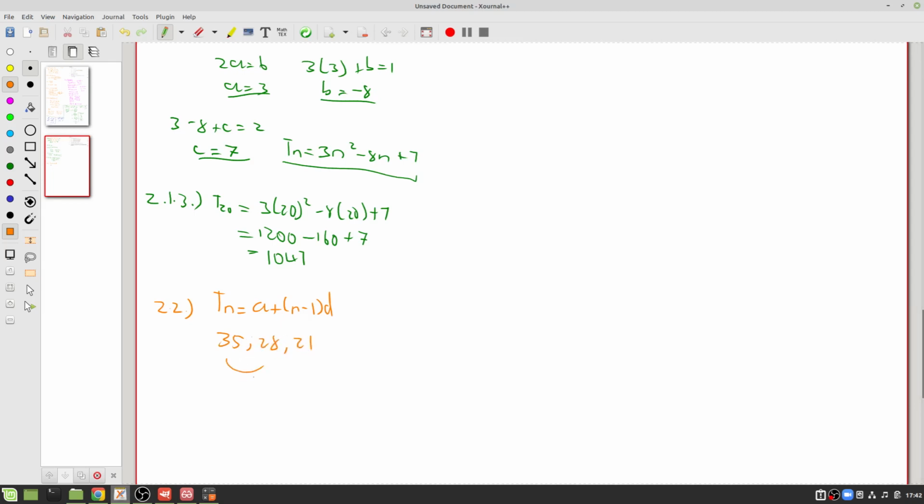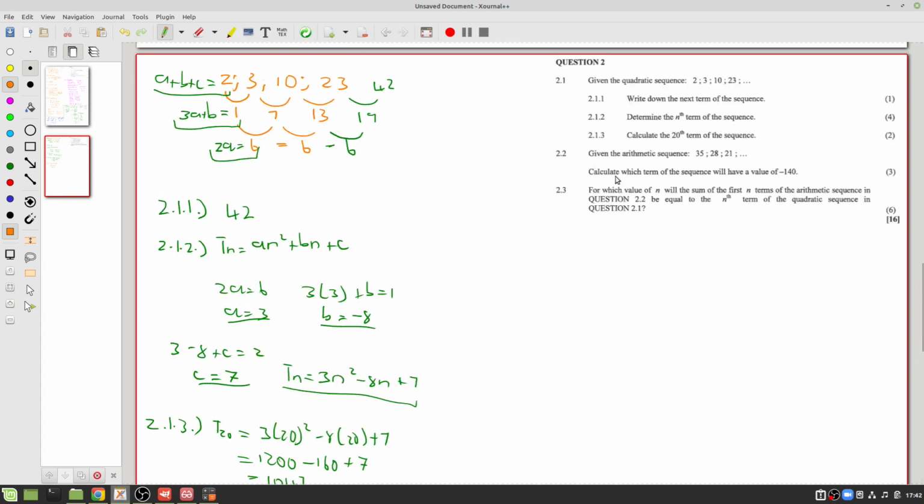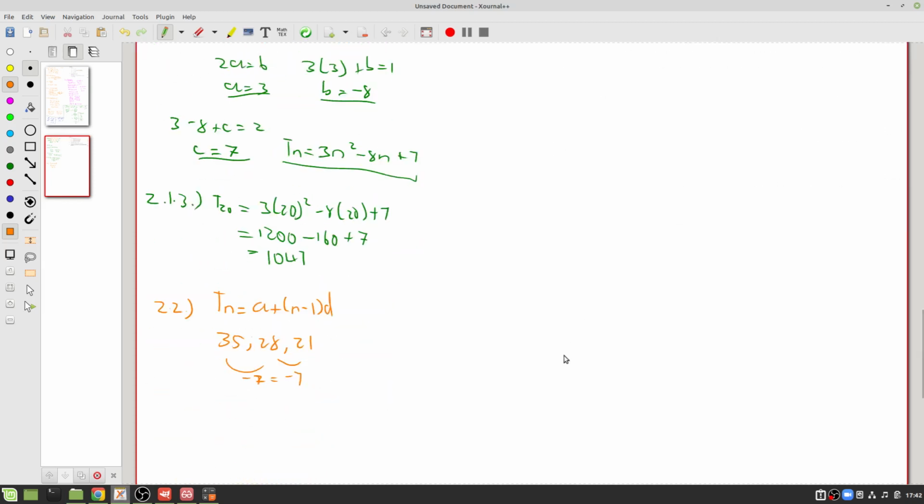So what do we add here? We add negative 7. What do we add here? Negative 7. So as those two are equal, we know it's arithmetic, so we can use this formula to find the general term. What do they want? They want to calculate which term will have a value of negative 140. Okay, so let's first calculate our nth term.